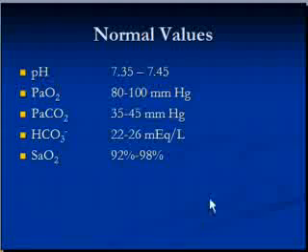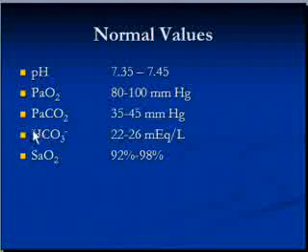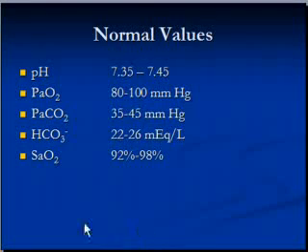The normal values of arterial blood gases: pH should be 7.35 to 7.45. Partial pressure of oxygen should be between 80 to 100 millimeters of mercury. Partial pressure of carbon dioxide should be between 35 to 45 millimeters of mercury. Bicarbonate should be between 22 to 26 milliequivalents per liter, and oxygen saturation should be between 92 to 98%.